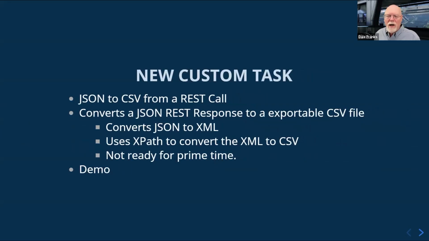It is called JSON to CSV from a REST call. It is a web services custom task, so whenever we do release it, it will be contained in the web services subfolder of the custom tasks and be accessible there. What it does is it takes a JSON REST response and converts it to a CSV file that can be exported into the content list. That's what it does from beginning to end.